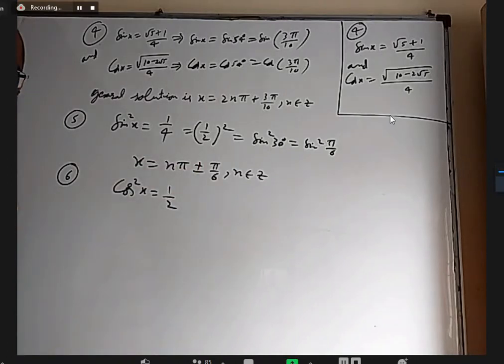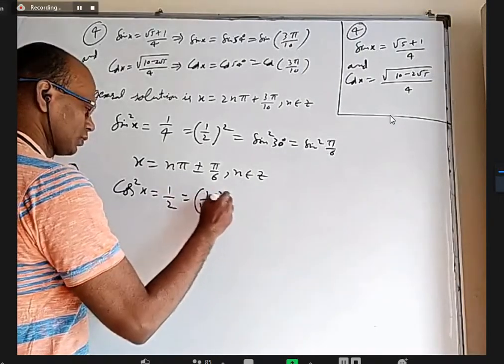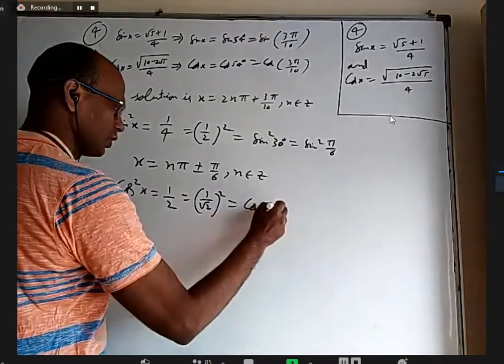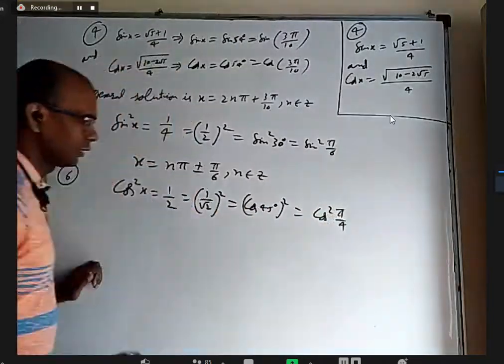Sir, pi plus that's alpha not is minus pi by 4. Yes. This is 1 by root 2 whole square, which is cos 45 degrees whole square, which is cos square pi by 4.